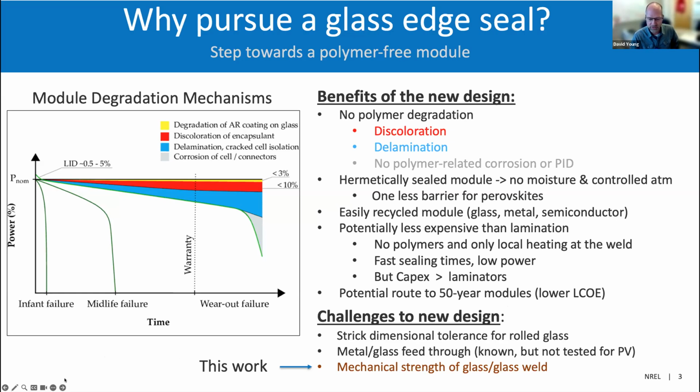Certainly there are challenges. You need strict dimensional tolerance for rolled glass. The metal-glass feedthrough is known. It's used in other parts and other components, but it's not tested for PV. And then in this work, we're going to look at the mechanical strength of the glass weld. So we're going to ask ourselves, can we make a weld strong enough to actually survive in a PV module? So let's move on to that part.